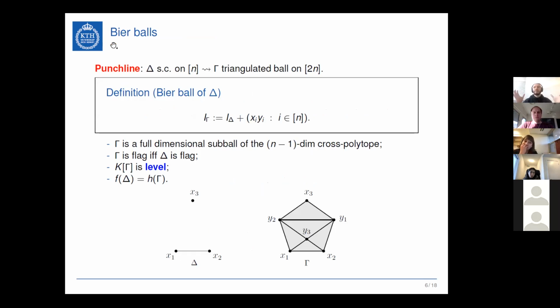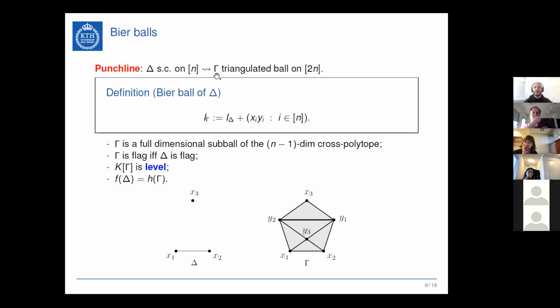So this looks like magic to me. I'm going to describe something called Beer balls. It's a very, very simple construction, which to every simplicial complex on n vertices, without any assumption, spits out a triangulated ball, so a simplicial complex that is a ball on 2n vertices. Again, I call delta the arbitrary simplicial complex, and gamma the ball that we will obtain at the end of the day.